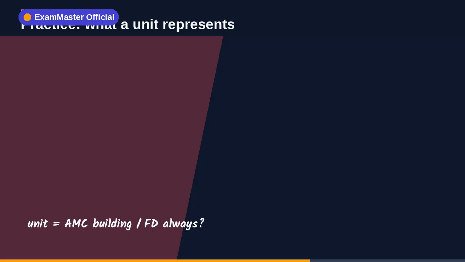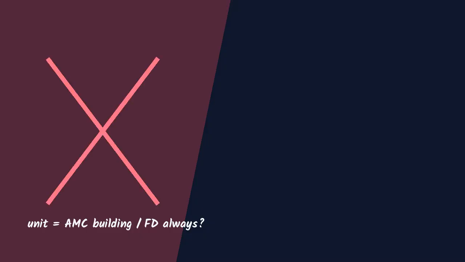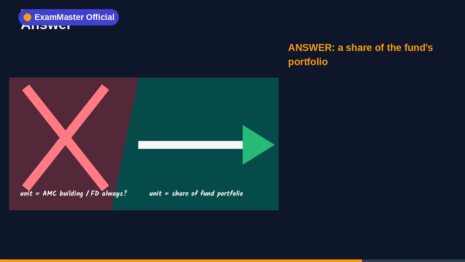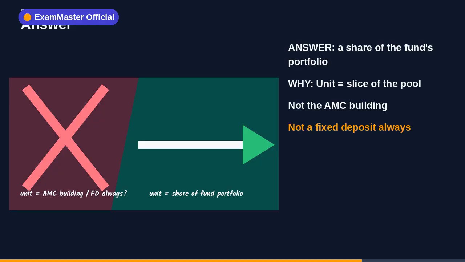Pause and decide. A mutual fund unit primarily represents which of these? A share of the fund's portfolio, ownership of the AMC building, or a bank fixed deposit always? The answer is a share of the fund's portfolio. Units are equal slices of the pooled portfolio under the mandate, not ownership of the AMC office and not a fixed deposit guarantee.